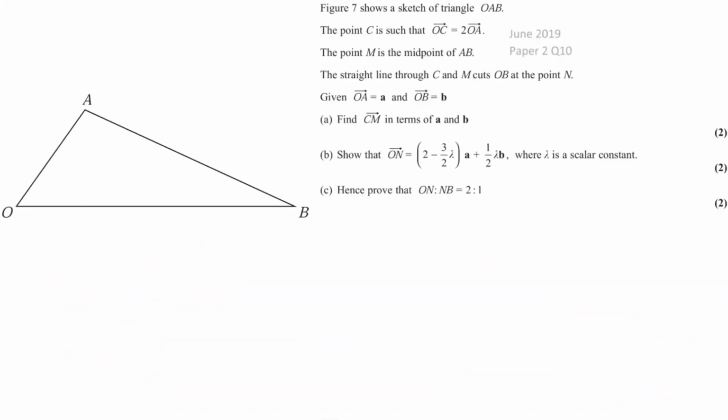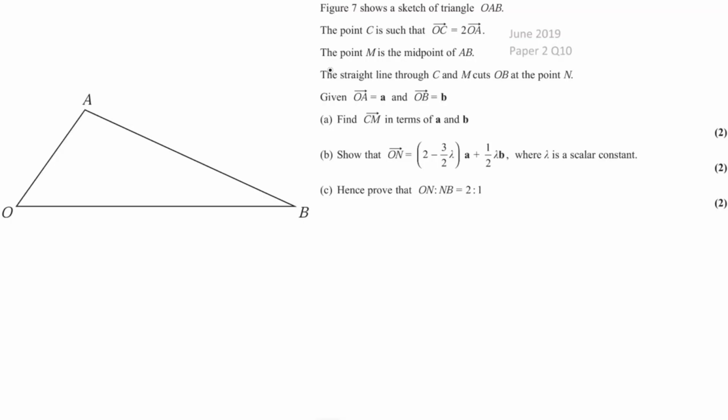Okay, so here's another past exam question. So we're told about this figure here, which is a sketch of the triangle OAB. So it's these three coordinates that, when connected, form this triangle. And we're told about another point C such that OC is 2 times OA. So OA is this side here. So C is such that OC is 2 times this vector. I'm going to draw on this diagram in a moment to show you what's going on.